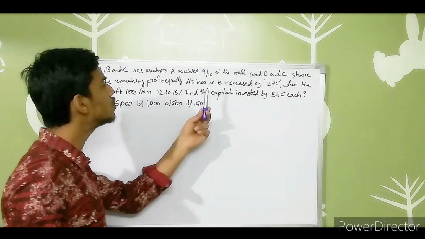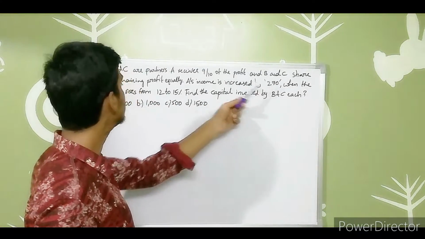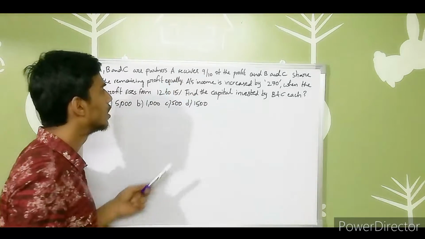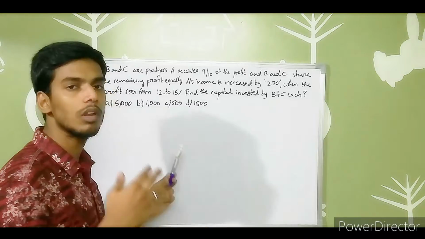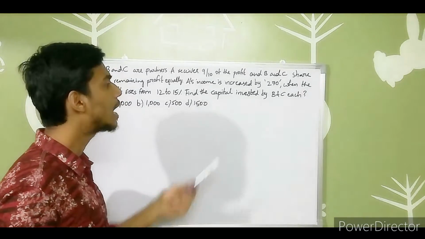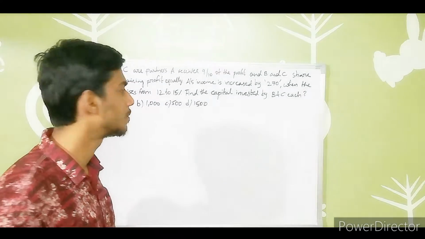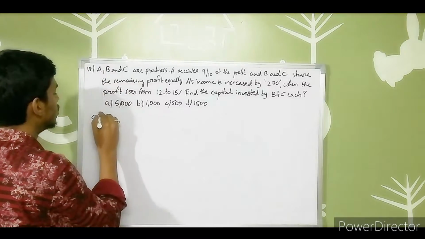So what is given in the question? A, B and C are partners. A receives 9/10 of the profit, and B and C share the remaining profit equally. A's income is increased by 270 when the profit rises from 12% to 15%. Find the capital invested by B and C each. So let's look at the solution.